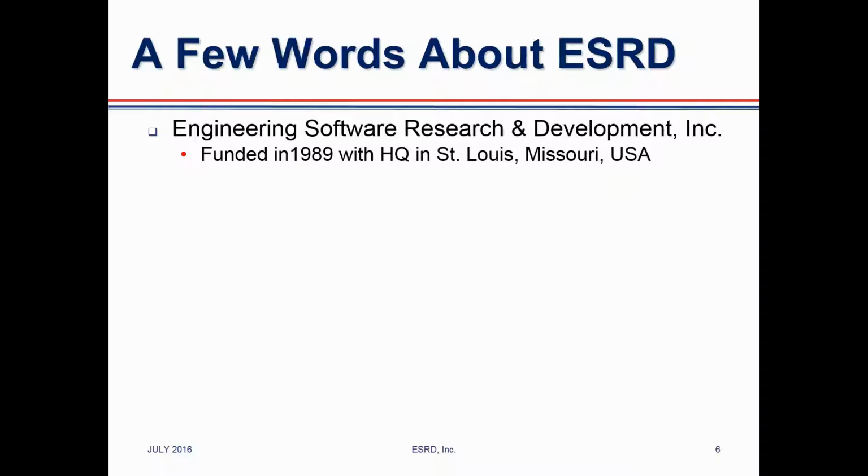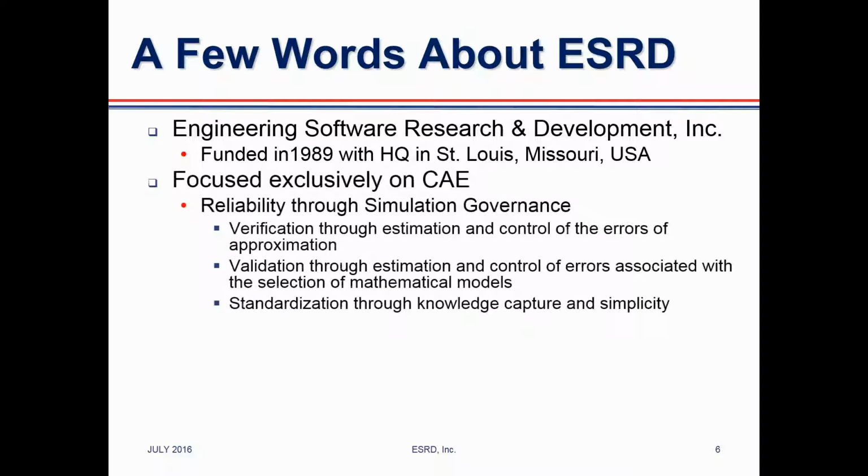A few words about our company. Engineering Software Research and Development was founded in 1989 and we have headquarters in St. Louis, Missouri. We focus exclusively on computer-aided engineering, and reliability of simulation governance is our main focus. That means verification through estimation and control of the error of approximation, and this we do through hierarchic finite element spaces; validation through estimation and control of the errors associated with the selection of mathematical models, and for this we developed a hierarchic modeling framework that I will refer to a little later; and standardization through knowledge capture and simplicity in deployment.